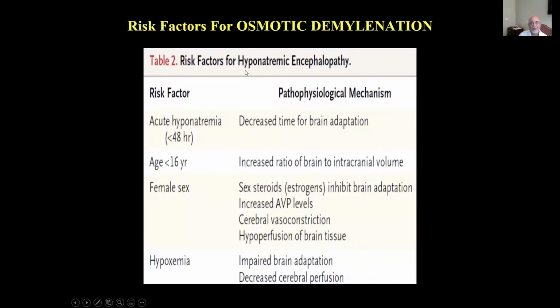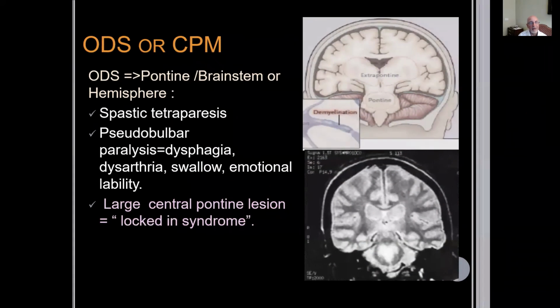The risk factors for hyponatremic encephalopathy are higher if the patient's acute hyponatremia is less than 48 hours, if the patient's age is less than 16. Female patients have further risk factors, and also hypoxemia. So administer supplemental oxygen and elevate the head of the bed.